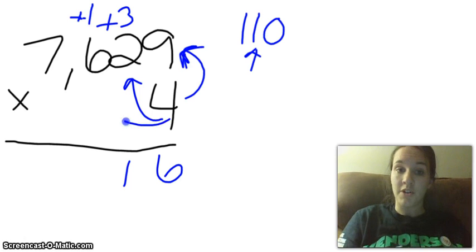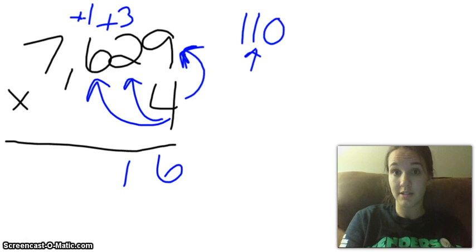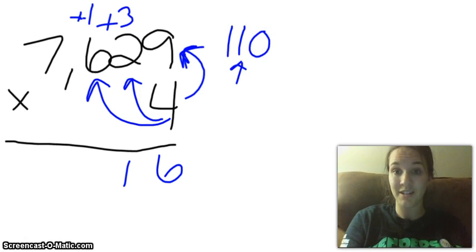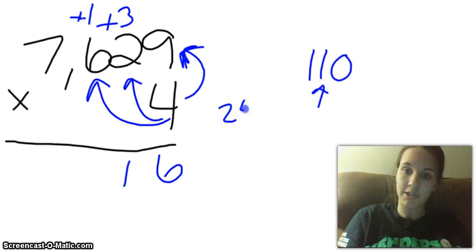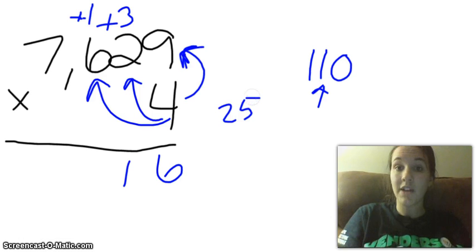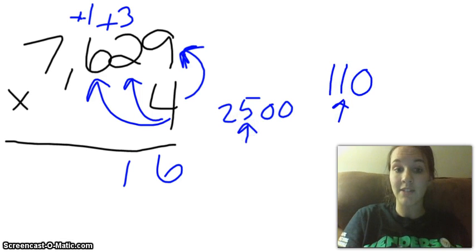There. Then I'm going to move on to the hundreds. So 4 times 6 hundreds is 24 hundreds. Plus 1 more hundred is 25 hundreds. 25 hundreds is the same as 2,500. So I'm going to keep the 5 that's in the hundreds place, and I'm going to regroup the 2,000s.